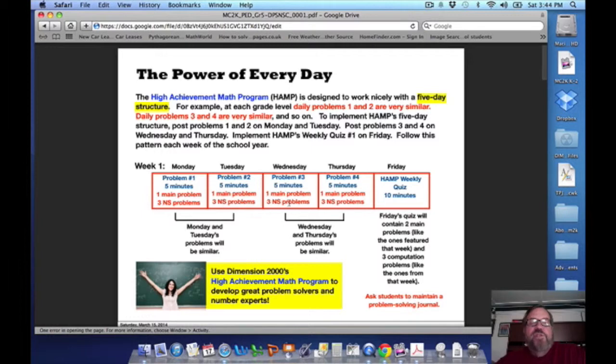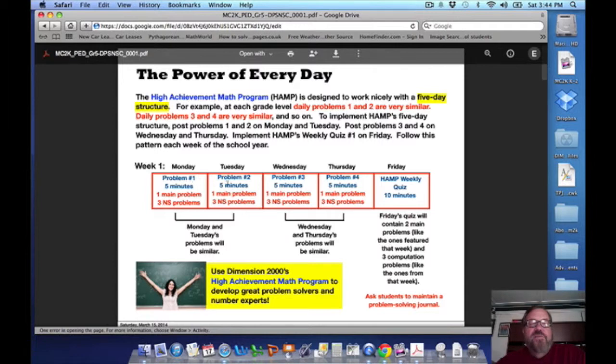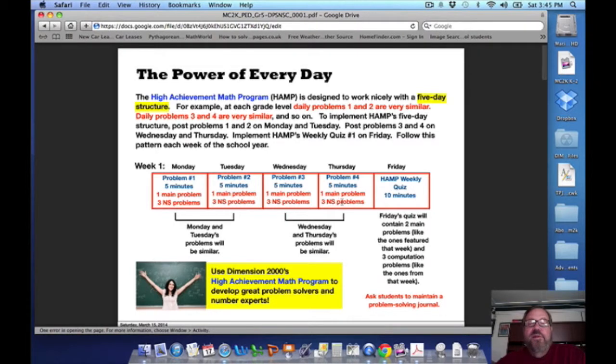Now on Wednesday we changed the problem. It's still going to be 1 main problem, and then we have 3 number sense problems. And then Thursday's problem will be very similar to Wednesday's. And then on Friday we have a quiz that we want to give the students. It's right here on this slideshow, and it's going to be 5 questions. The first 2 questions are just like the Monday, Tuesday, Wednesday, Thursday question, and the last 3 questions on the quiz are similar to the number sense problems.